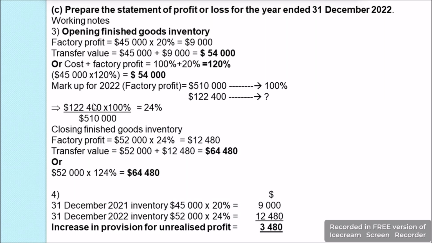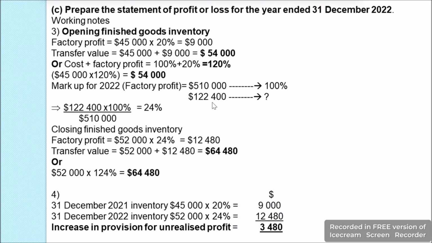Now let's calculate the closing finished goods inventory. Again, we have been given the cost of closing finished goods inventory, and we have to transfer it to the profit and loss statement at a transfer value, and this transfer value should include the cost plus the factory profit. However, we don't know the percentage of markup or factory profit. Why? Because for the year ended 31st December 2022, it was given the transfer value in additional information, and we have taken that and we have calculated the factory profit for the year in our manufacturing account in the bit B of the question.